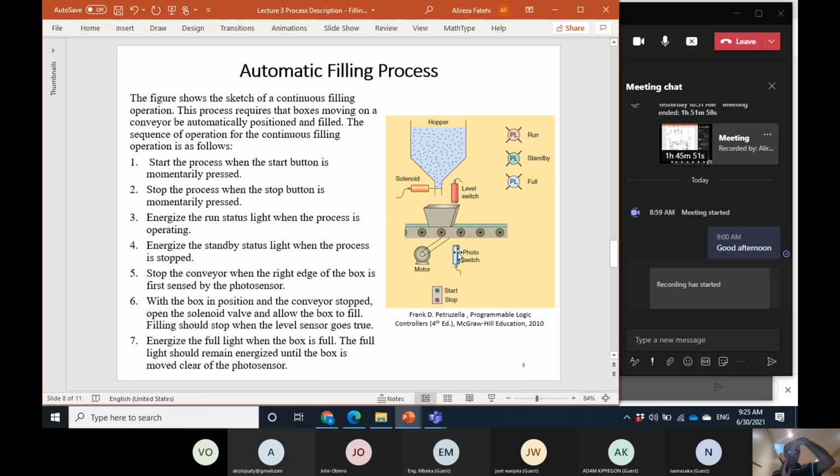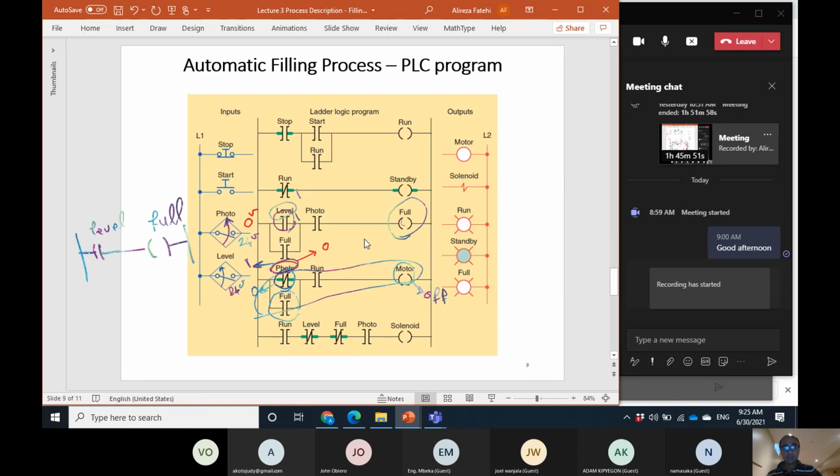but there is still the box in front of the photosensor, because the box is large and the level sensor is a little bit to the left. I don't know which direction you see, considering this shape. So we need to also check the photosensor. If the photosensor is closed, so if there's still a box in front of the photosensor, this full is still 1.